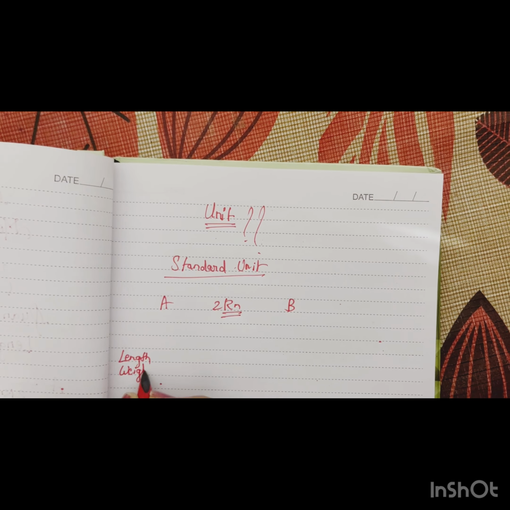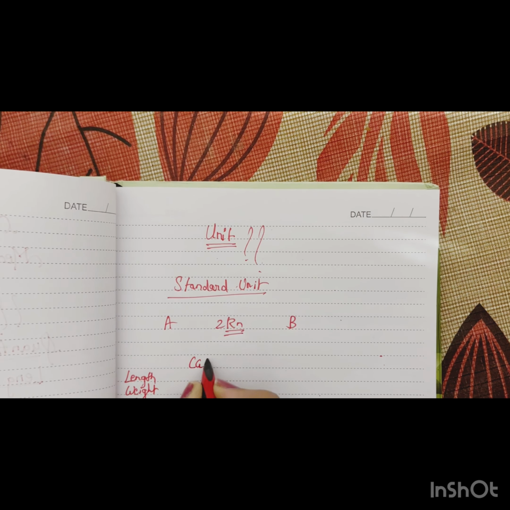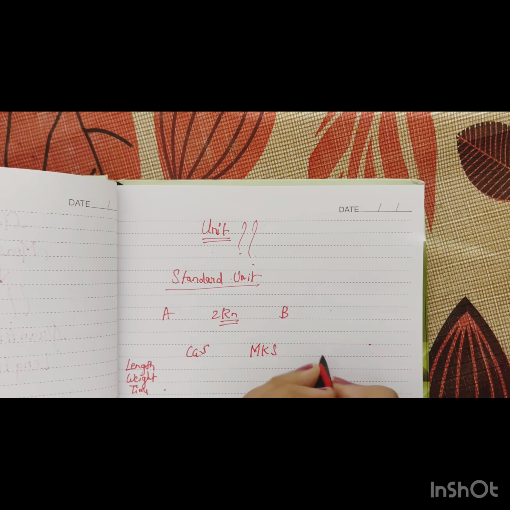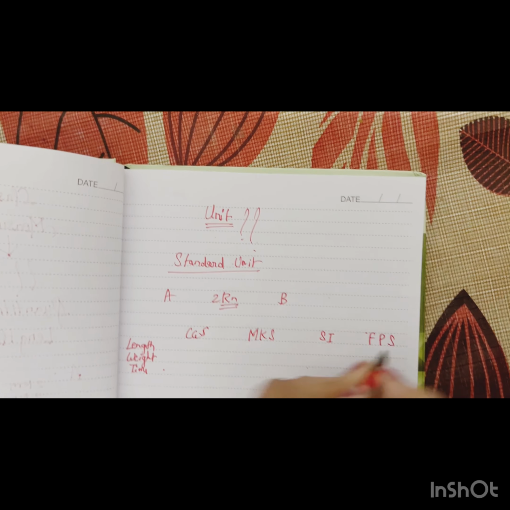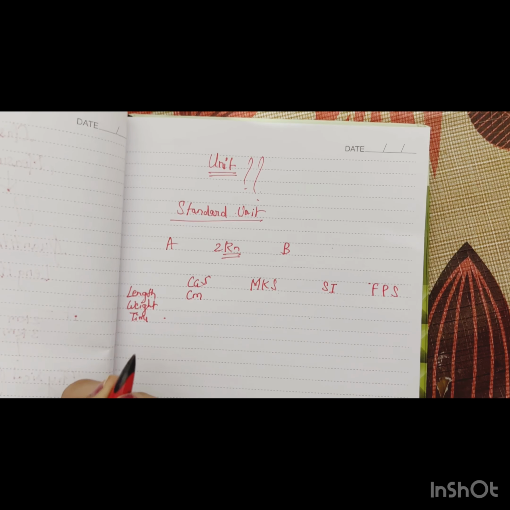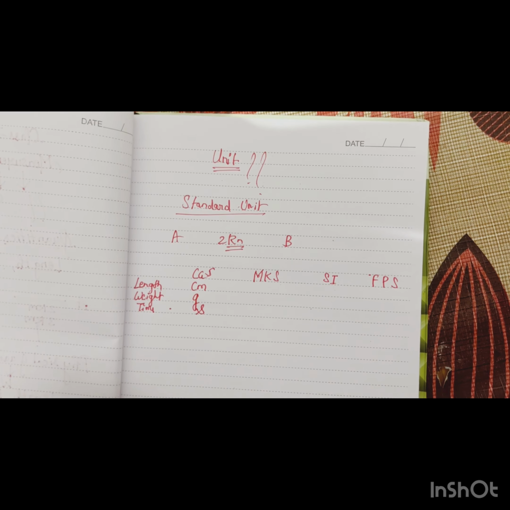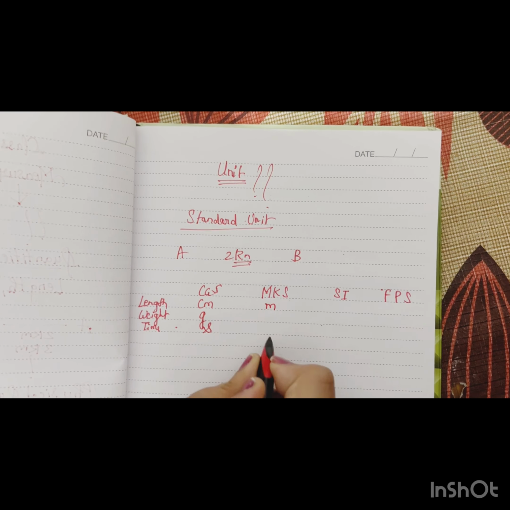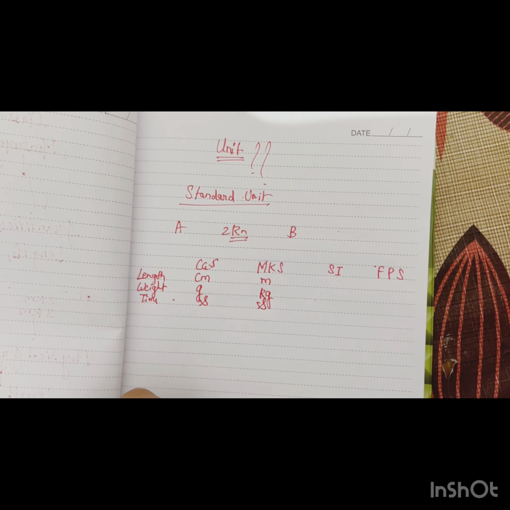According to this, they have made certain systems for length, weight, and time. There are the CGS system, MKS system, SI system, and FPS system. In the CGS system, length will be calculated in centimeter, weight in grams, and time in seconds. In the MKS system, length would be measured in meter, weight in kilograms, and time in seconds.